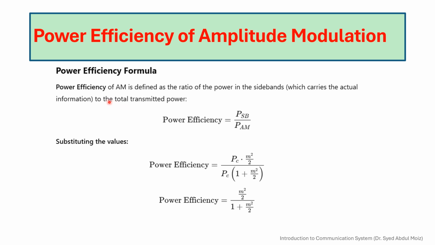Now the power efficiency is defined as the ratio of P_SB over P_AM, the power of the sideband to the modulated signal power. In the previous slide, we determined that P_SB is equal to Pc multiplied by m squared/2, where Pc is the power of the carrier signal, and the modulated signal power is Pc(1 + m squared/2). So Pc is common and cancels out, and the power efficiency can be determined as (m squared/2) divided by (1 + m squared/2). It is a very simple and fundamental equation to determine the power efficiency of the amplitude modulated signal.